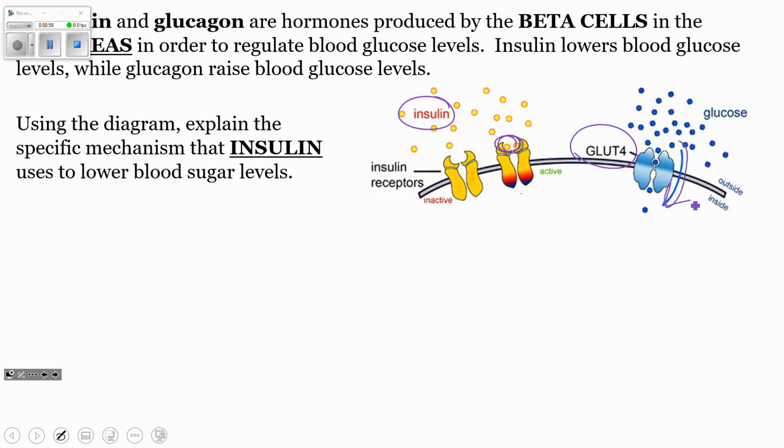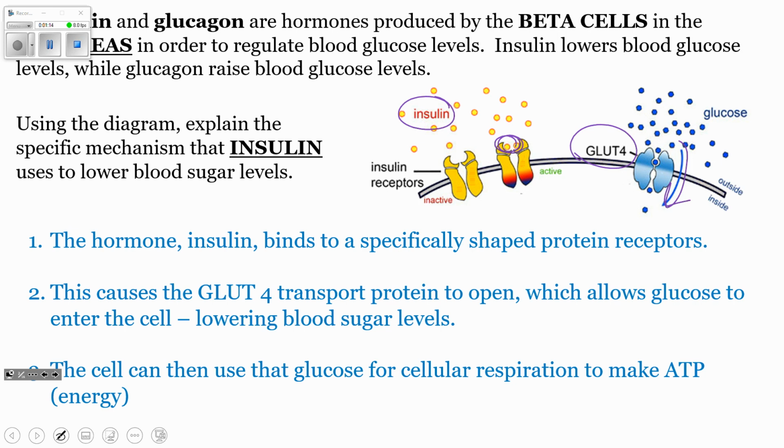When glucose is able to get into the membrane, then cellular respiration can take place. Glucose plus oxygen is used by the mitochondria to produce a usable form of energy known as ATP. So we have for step 1, the hormone insulin binds to the specifically shaped protein receptor. This causes the GLUT4 transport protein to open, which allows glucose to enter the cell. When glucose enters the cell, this means that your blood sugar level is going to go down. The cell can then use that energy for cellular respiration.